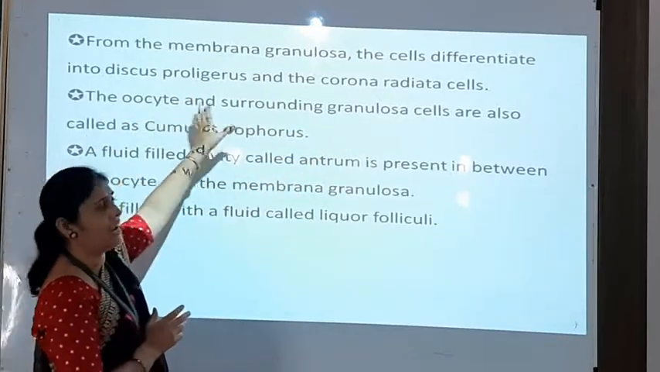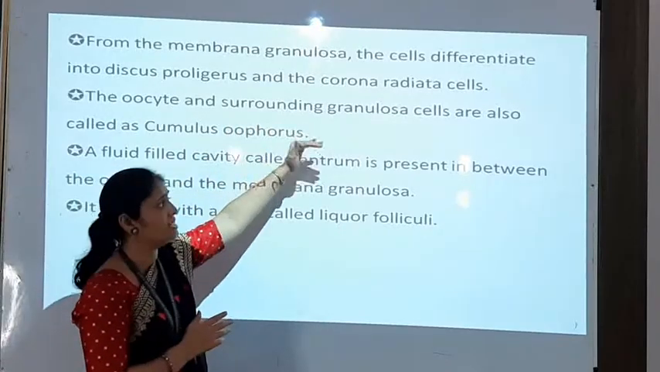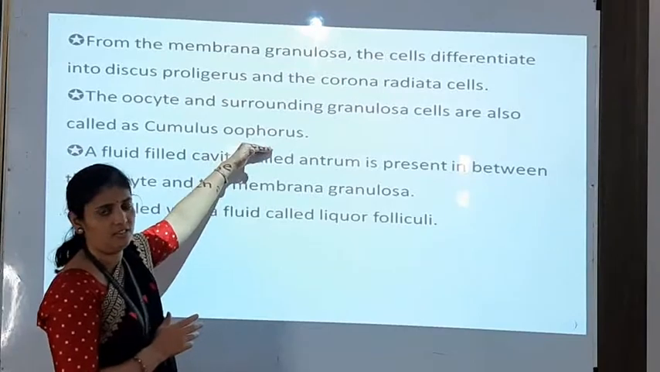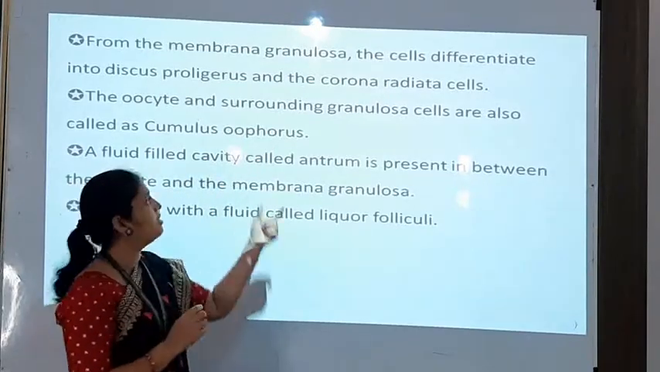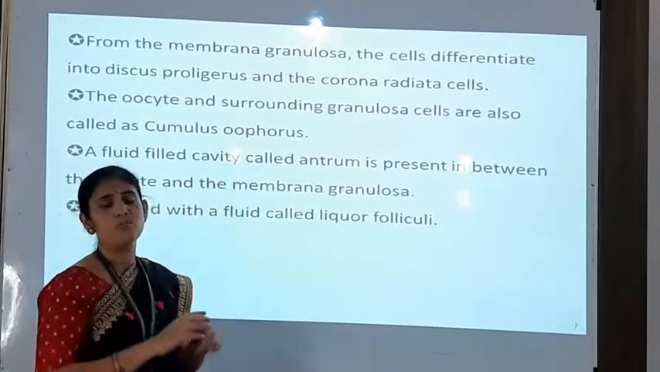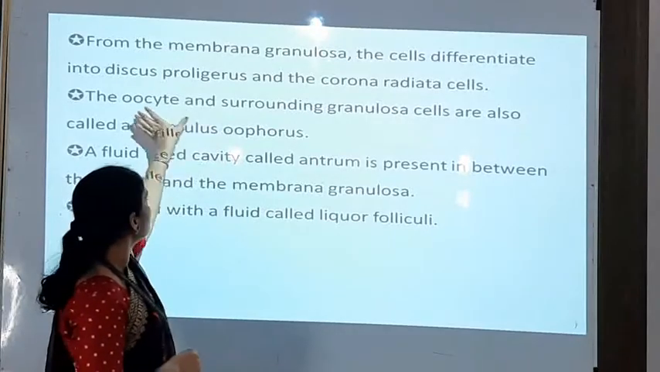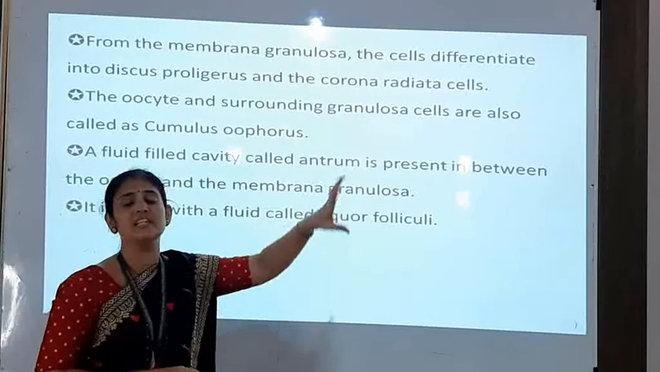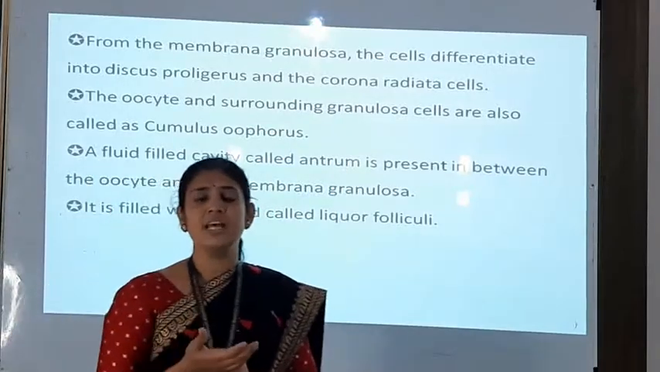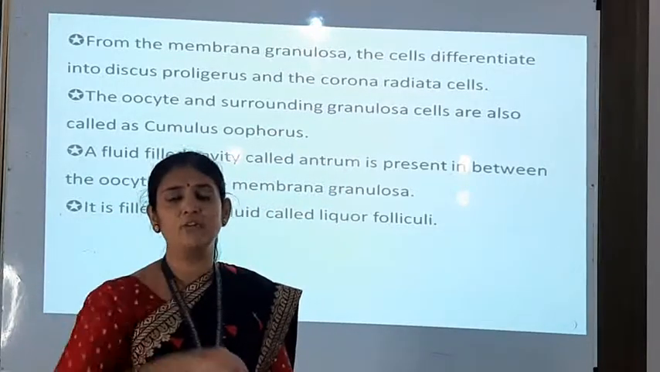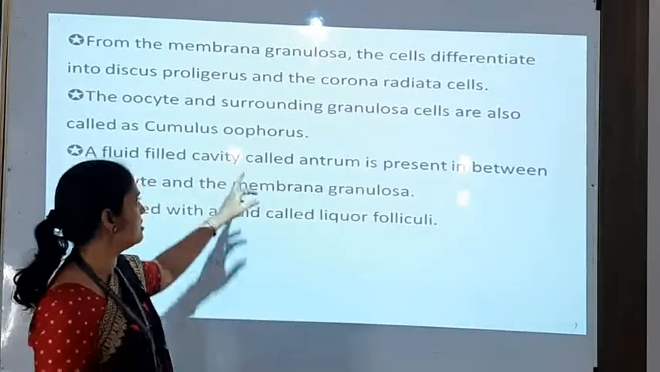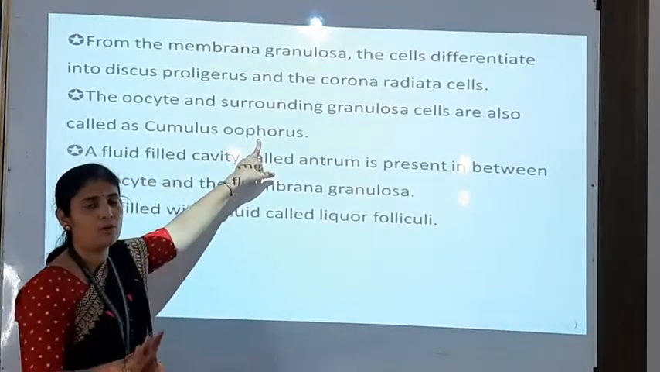The oocyte and the surrounding granulosa cells are also called the cumulus oophorus. So cumulus oophorus is the term used for this secondary oocyte which is surrounded by granulosa cells. The secondary oocyte surrounded by the membrana granulosa is also called the cumulus oophorus, which we have to remember.